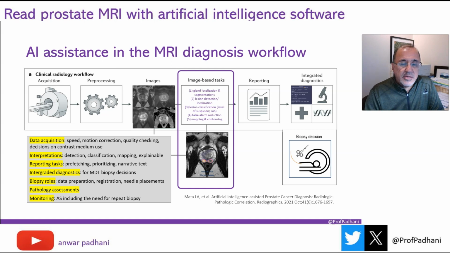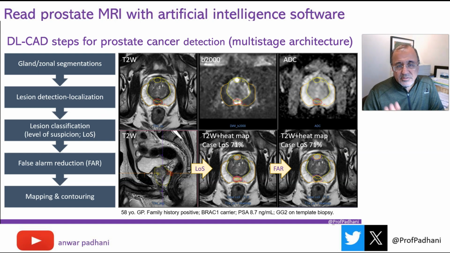And the analysis of the images requires 5 basic steps, and these are outlined here. The first step is the outlining of the gland and the zones within the gland. Number 2, it's the detection of the lesions within the prostate gland. And number 3 is the classification of each of the lesions, in other words, giving it a level of suspicion, or LOS. Number 4 is getting rid of false alarms.